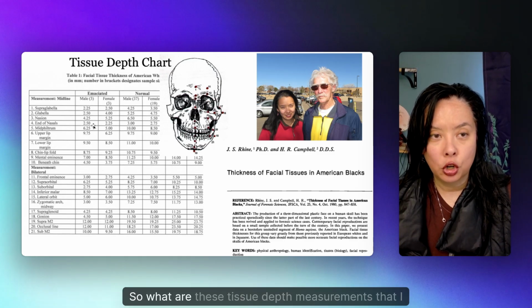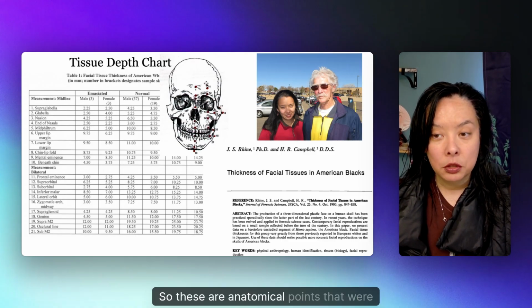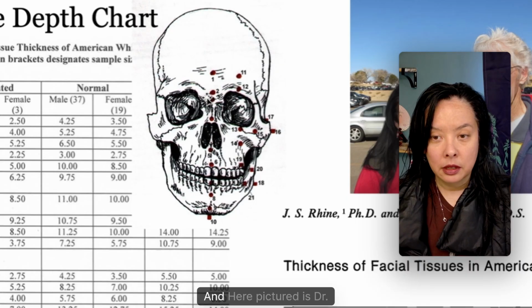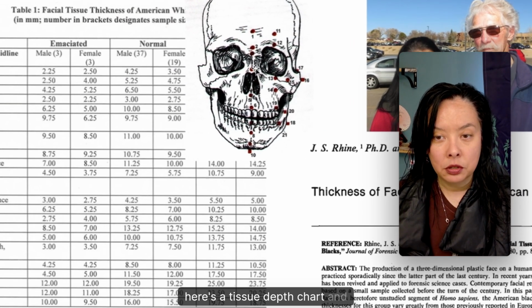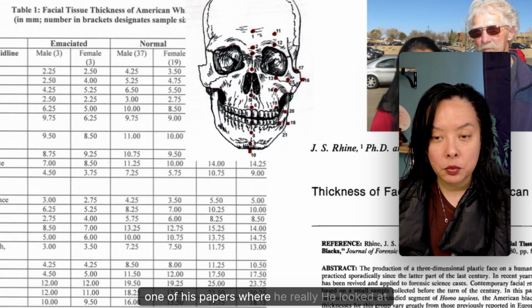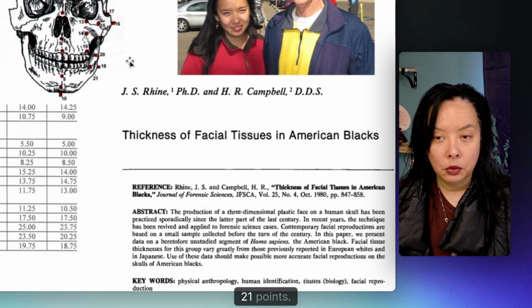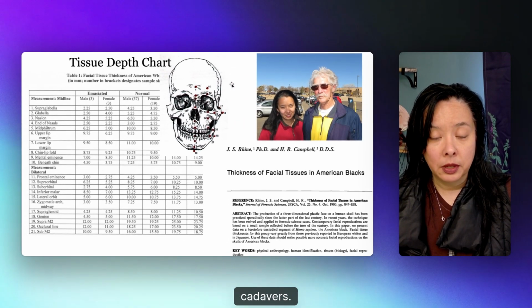So what are these tissue depth measurements that I keep talking about? These are anatomical points that were designated by anatomists that I mentioned, and here pictured is Dr. Stan Rhine. Here's a tissue depth chart and one of his papers where he really looked at tissue depth points around the face, 21 points. And historically, they would get these points from cadavers, right?